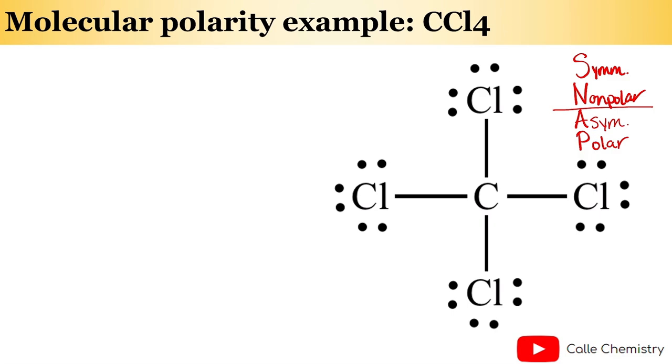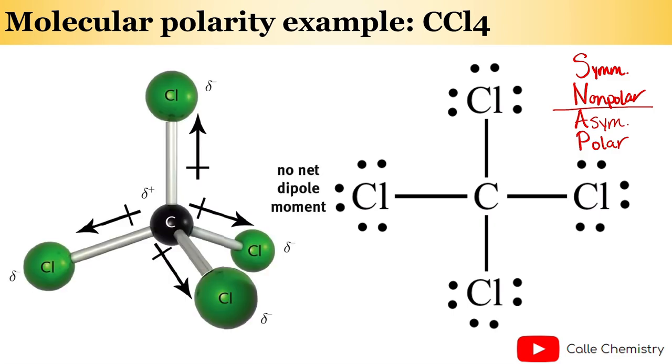So we have here the CCl4 drawn out, and now I'm going to explain in terms of charge distribution. Well, I have dipoles drawn here, and they're all pointing outwards, facing outwards of the carbon. So they're going away from the carbon. That means that the charge distribution is equal. So there's no net dipole in this molecule.